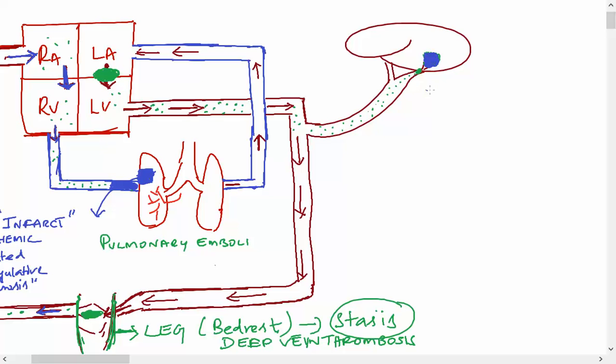This is again occlusion related, ischemia related necrosis, it is called infarct. It is happening in the brain, it is called cerebral infarct.